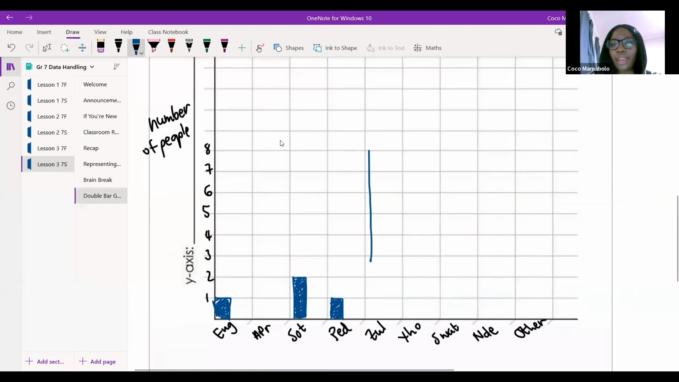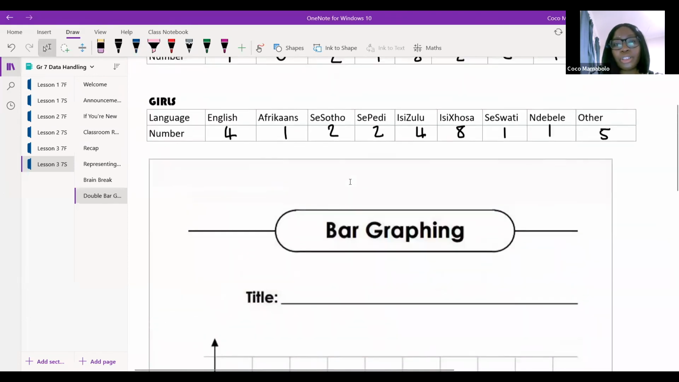Good, but can the bars touch each other? Yes, ma'am. Ooh, can they? The double bar graph, yes. But can the graph from Pedi and Zulu touch? But is this a histogram, ma'am? Yes, so if they were to touch, then it would be a histogram. But because we're drawing a bar graph, can they touch? No, ma'am. No, they cannot. Okay. We need to make sure that they do not touch. Excellent, excellent. That's what I'm trying to get at.